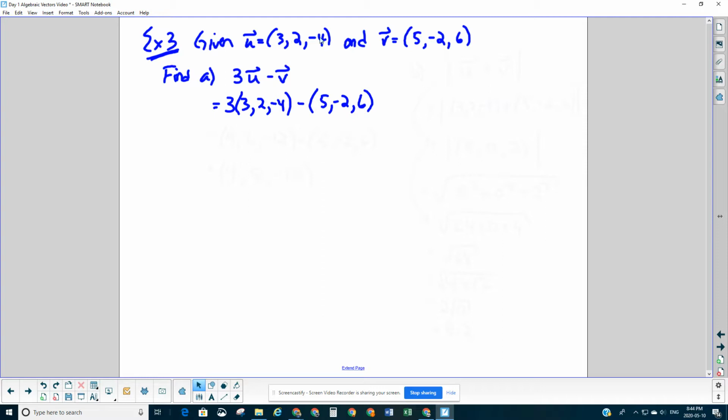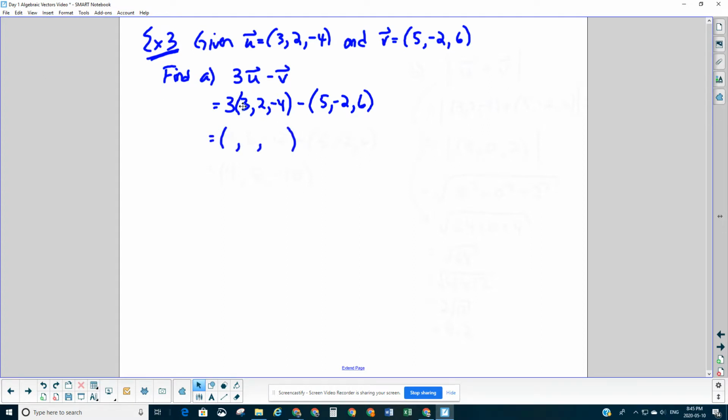There's my components for u, and here's the vector v. Remember, I know these are vectors because there's the vector symbol and then equals. These are not points. These are vectors. All right, so let's find this new vector. So it's 3 of these. Well, if the original u is 3, 2, negative 4, what do you think 3 of them looks like?